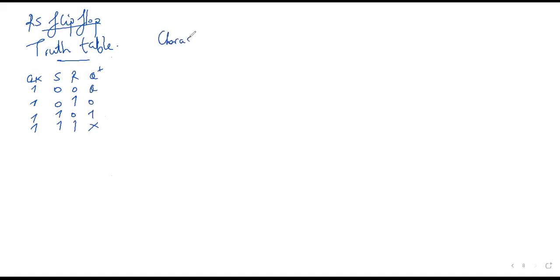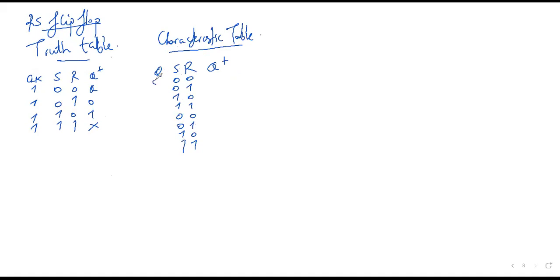We can go on to find the characteristic table. The characteristic table will show you what the next state will be. How do you find the next state? You have the present state, you have your input, then you have your next state. So I have 0, 1, 0, 1, 0, 1, 0, 1, 0, 0, 1, 1, 0, 0, 1, 1, then 0, 0, 0, 0, 1, 1, 1, 1. What will be my next state here?